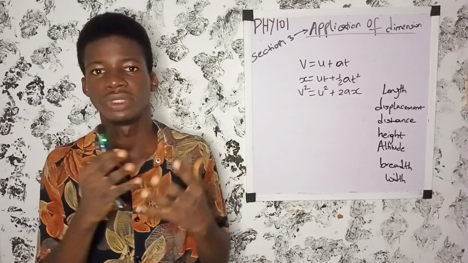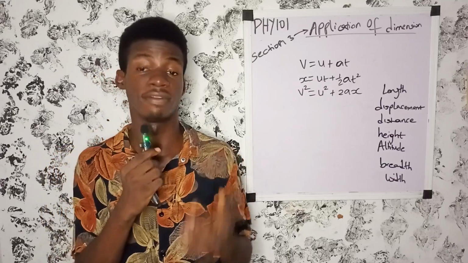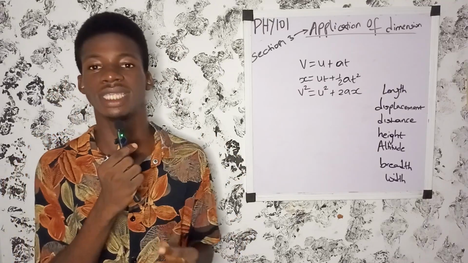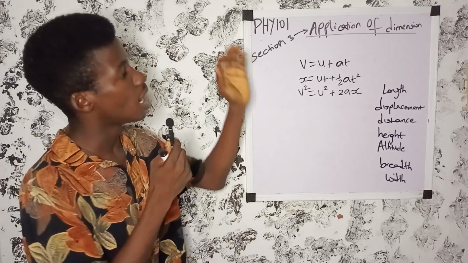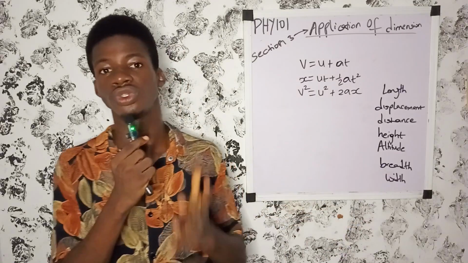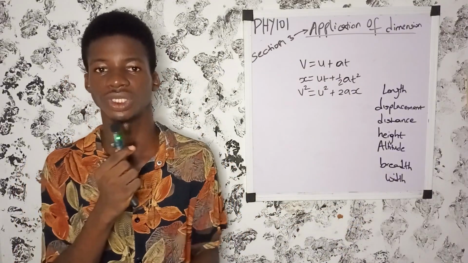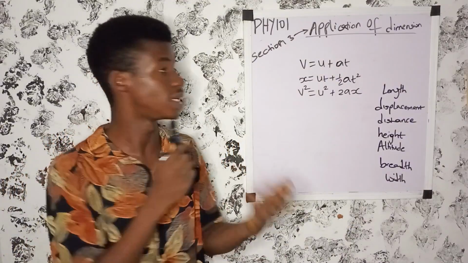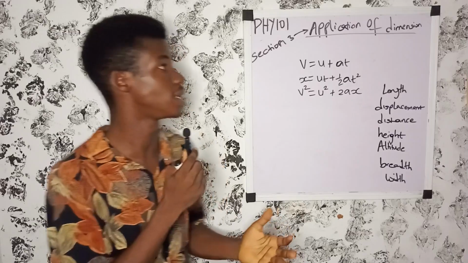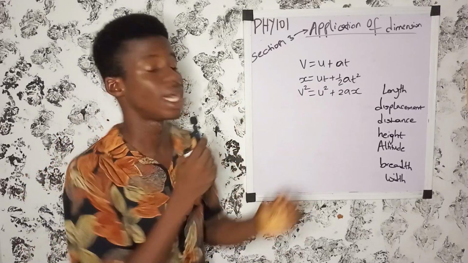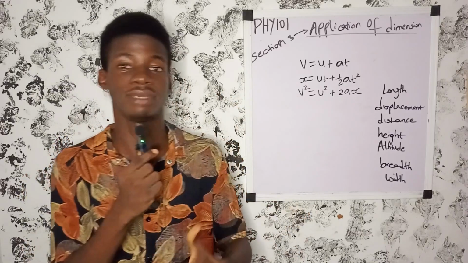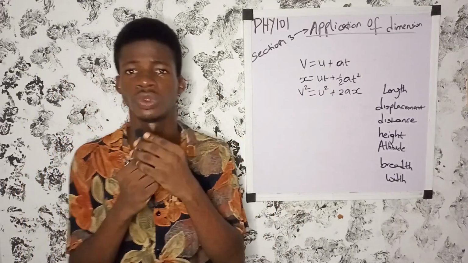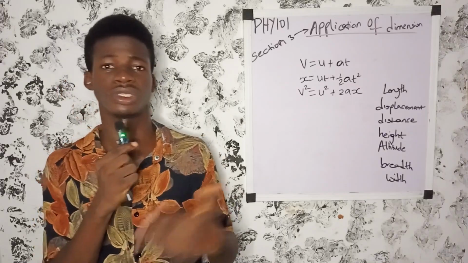Now, what are the uses? What are the applications of dimensional analysis? Please take note of this. Dimension is used to show whether an equation is correct or not. It's used to show whether an equation is correct physically or dimensionally. It's used to show whether an equation that has been derived is correct or not.